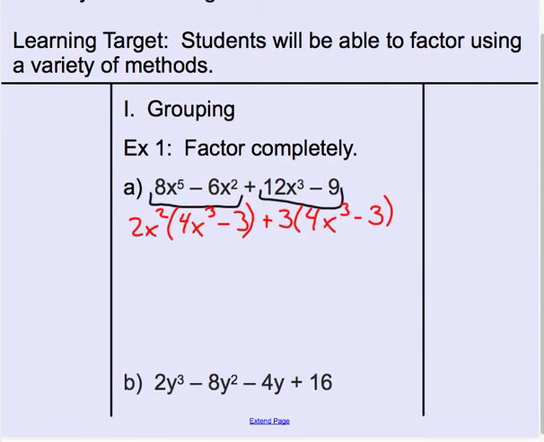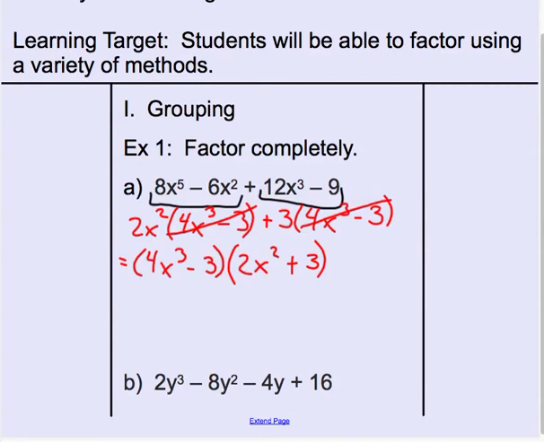So now we're going to factor again. This time the GCF is 4x cubed minus 3. From the first term, when we divide that out, we're left with 2x squared. When we divide it out of the second term, we have a plus 3. Now you should look to see if you can continue factoring.